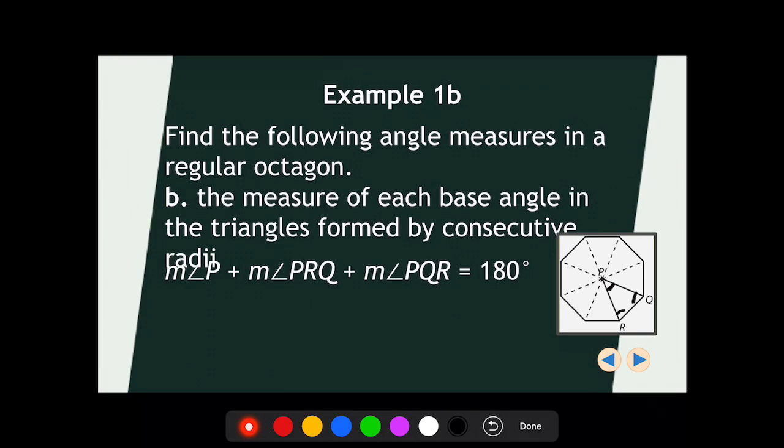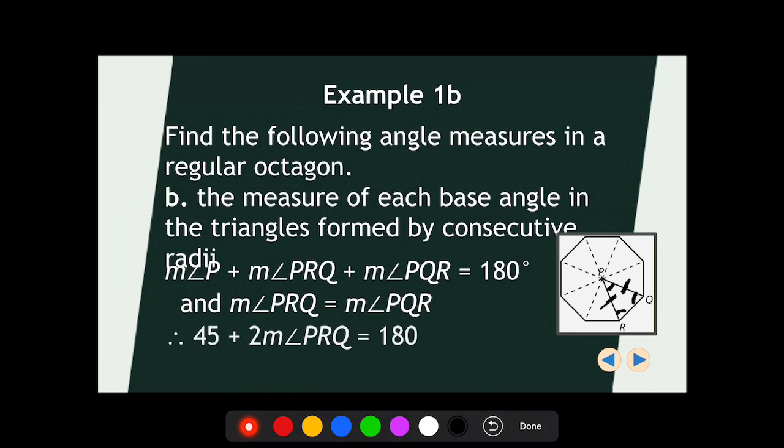I'm marking them all right here for you, and we already know this theorem. We've been talking about this for quite some time. The sum of all the angles in a triangle has to be 180 degrees. And the measures of angles PQR and PRQ have to be congruent. The reason we know that is because all radii of the polygon are congruent. So since the radii are congruent, the angles opposite of them also have to be congruent. So that's how they set that up.